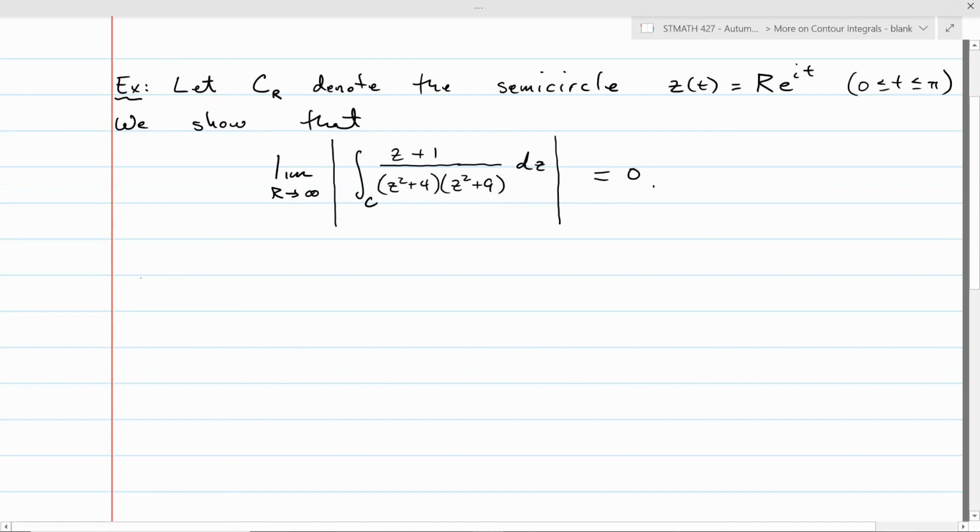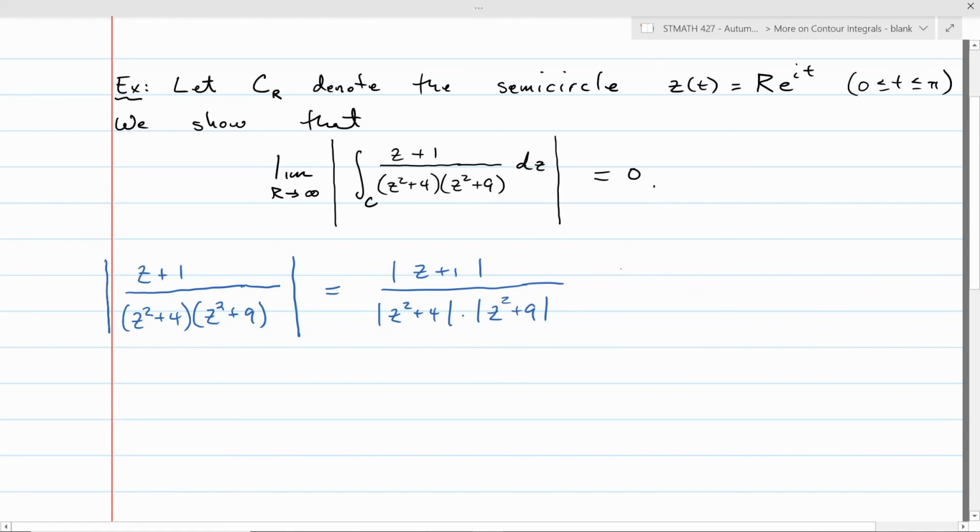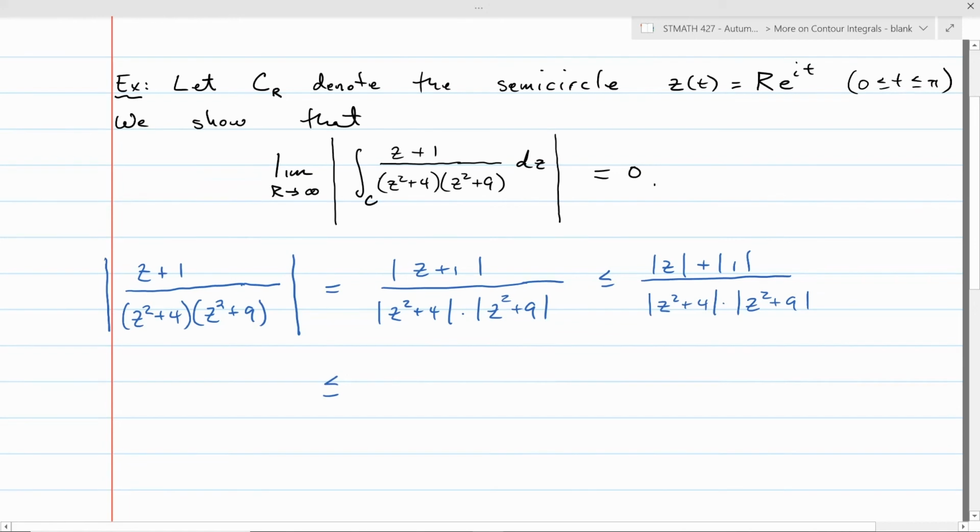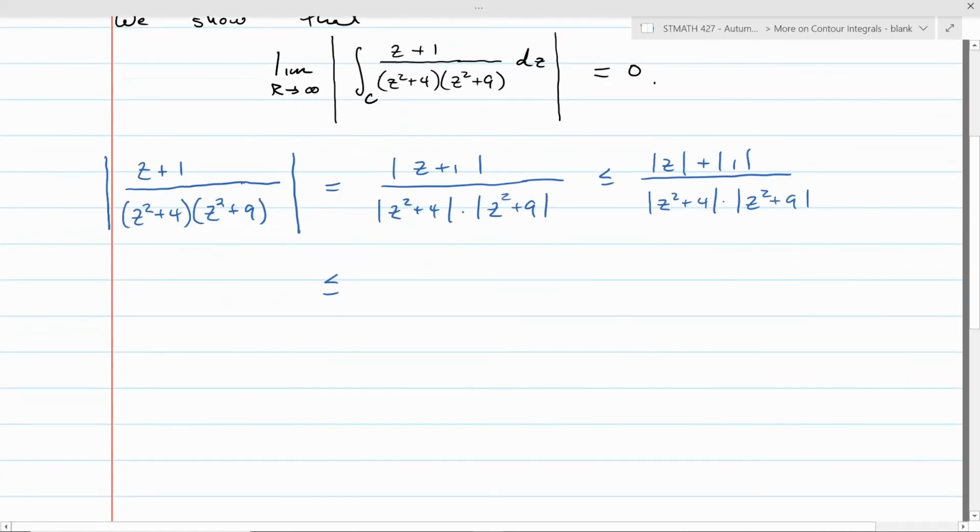You first look at the function that you want to integrate, and look at the modulus of it. We could say that that's the modulus of the top over the modulus of the bottom, and when you take the modulus of the denominator, you can break that into a product of moduli. Then you can use the triangle inequality in the numerator and get a fraction that's bigger than the previous one. And then we can do the reverse triangle inequality and get something that's smaller in the denominator, which makes the overall fraction bigger.